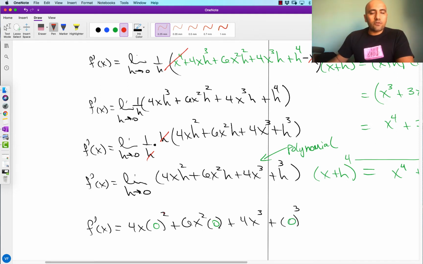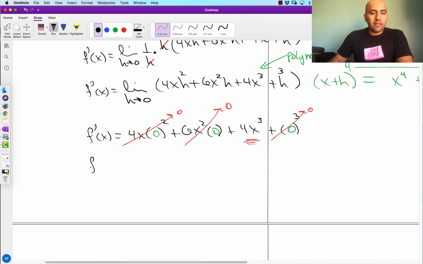Okay, well, 0 squared is 0. 0 times anything is 0. So that means this first term is going to be 0. This second term is going to be 0. And this last term is going to be 0. So the only thing that survives is this. And that's our answer. So we get that f prime of x is equal to 4x cubed.